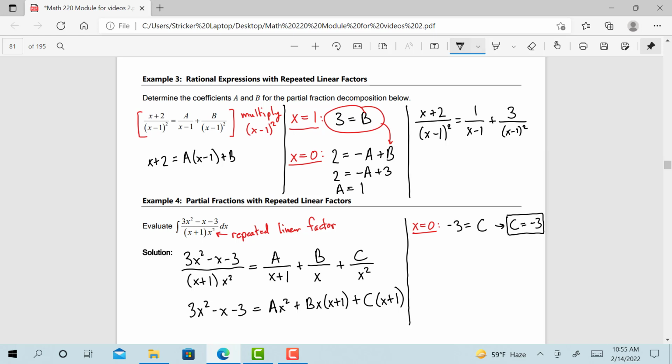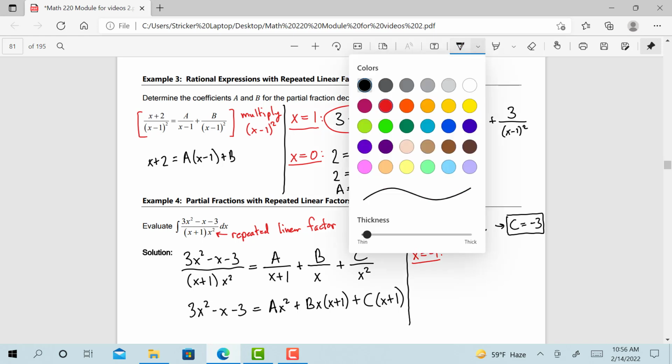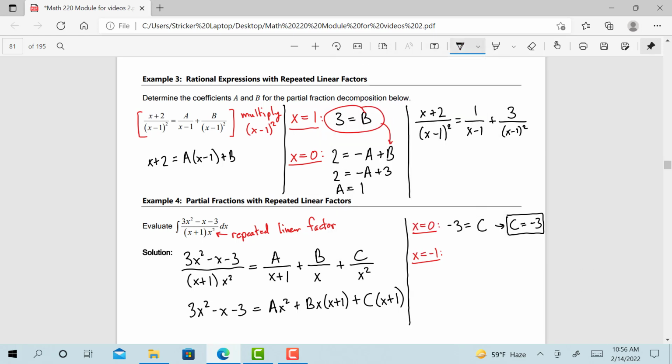Okay, what would be another nice choice for x here? How about x equals negative 1? So when we choose negative 1, what we get on the left side is 3 times negative 1 squared is 3, plus 1 minus 3 is equal to A. And then the last two terms go away because of that negative 1, right? So we have negative 1 plus 1 is 0, and negative 1 plus 1 is 0. Those two terms go away. And so we get A is equal to 1.